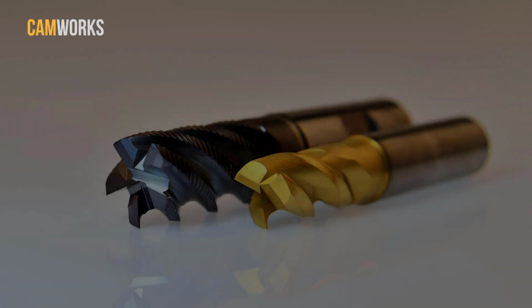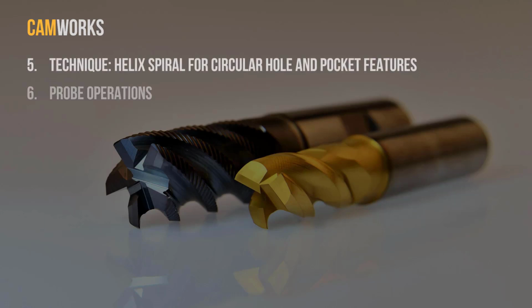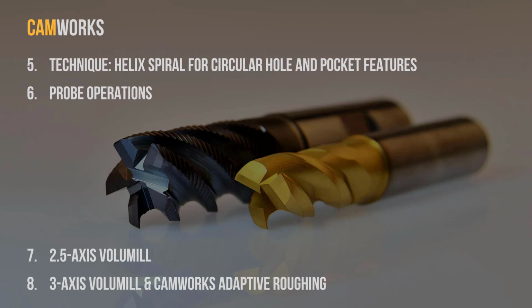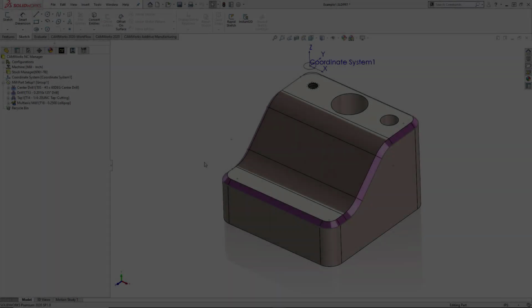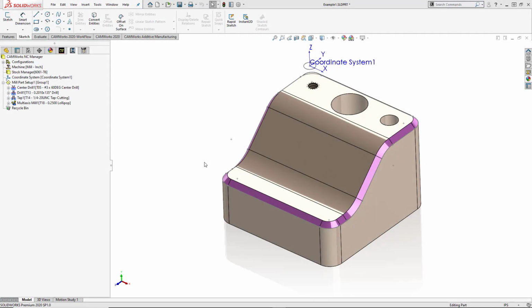Now, let's move on to the meat and potatoes, which is titled CAMWorks. These featured items range from alternative techniques to what's new for 2020 and even alternative options which will help program efficiently and save time. Number 5, using CAMWorks Helix Spiral Technique.